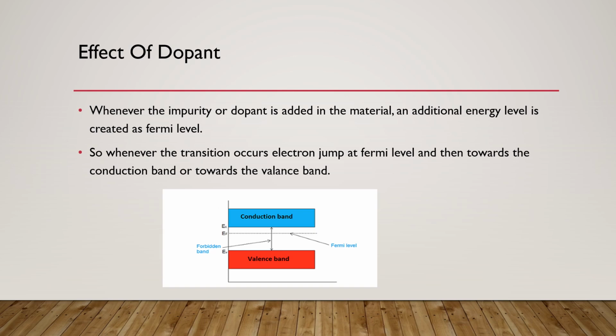The region between them is the forbidden band, as there is no presence of electrons here. But as we have added a dopant to our pure material, there is a probability of finding an electron here, at the Fermi level. So this is the whole discussion about the optical properties.